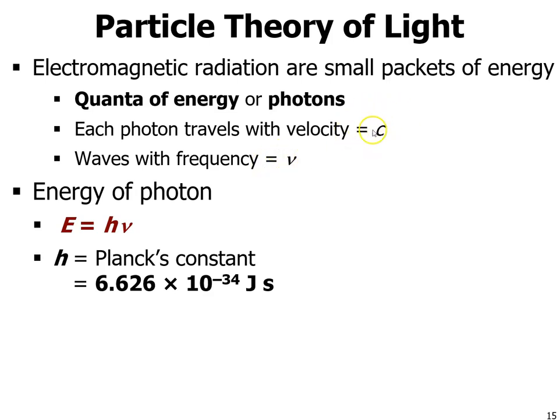Photons travel with the velocity of the speed of light, so about 3 times 10 to the 8th meters per second. The frequency, the nu, is going to be a certain frequency for that photon. And the energy of the photon is related to Planck's constant, which is 6.626 times 10 to the negative 34th joule seconds. This allows us to convert that frequency, that nu value, directly into energy. So it's just a conversion factor. So we can multiply this by the frequency and it tells us how much energy we get out.